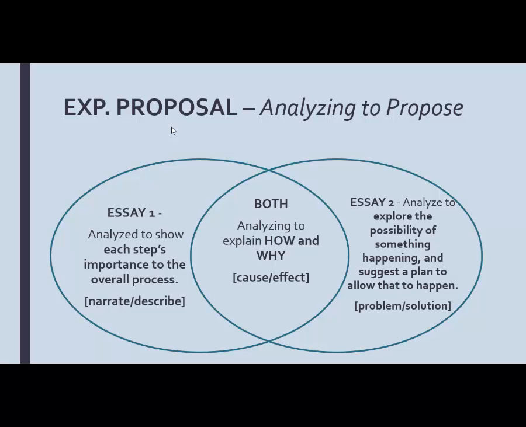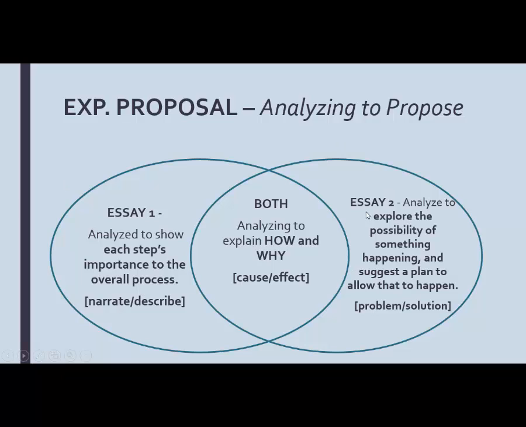Take a look at the Venn diagram below. In Essay 1, we analyzed to show each step's importance to the overall process. We kind of narrated and described that. All right, we wanted to show how each step led us toward the finished product. We were trying to show why it was important, using analysis to create that sense of cohesion.